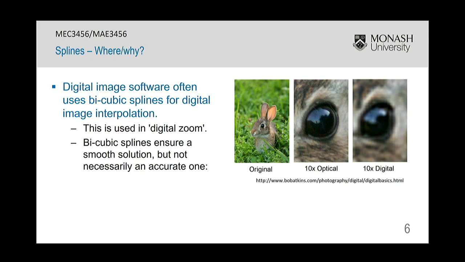Digital image software often uses bicubic splines for digital image interpolation. So this is what is used in digital zoom. If we have our original image here and we were to zoom in using an optical zoom, we could see that this image looks fairly sharp. If, however, we use a digital zoom, what happens is that the data in this image here is interpolated to the points in between using some kind of cubic spline. So it gives us a reasonably smooth solution, but it's not necessarily an accurate one.